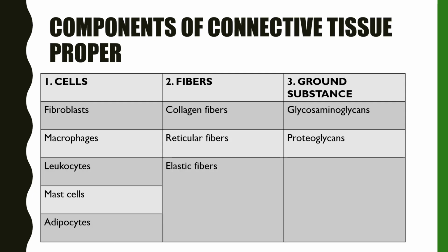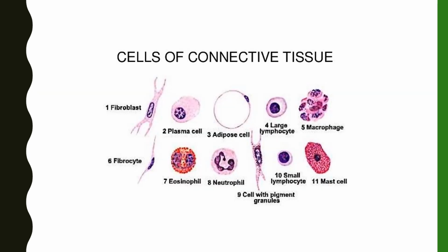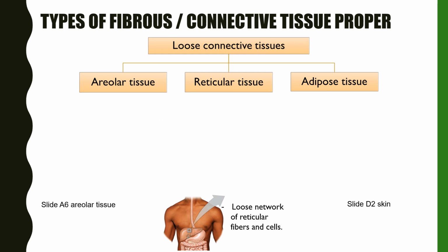And same again, the components of connective tissue proper are cells, fiber, and ground substance. Here are several images of the cells in the connective tissue: fibroblast, plasma cell, adipose cell, large lymphocyte, macrophage, fibrocyte, eosinophil, neutrophil, cells with pigment granules, small lymphocyte, and mast cell. We want to focus first on the connective tissue proper. The loose connective tissue: areolar, reticular, and adipose tissue.